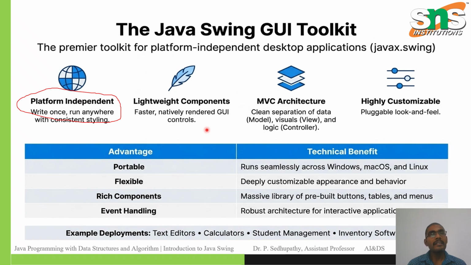And it is based on MVC architecture. Dear learners, it is the model, view, and control architecture. That's why it is called MVC in short, and it is highly customizable, like a plug and play application. Coming to advantages, Java is portable, flexible, has rich components as well as event handling support. So Java Swing also supports all these four capabilities that come under core Java.